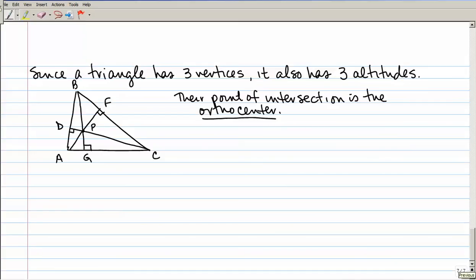And since a triangle has 3 vertices, it also has 3 altitudes. You can see I've drawn them here in triangle ABC. AF is an altitude, BG is an altitude, and CD is an altitude, and they intersect at point P, which we call the orthocenter. Unfortunately, the orthocenter doesn't have a theorem, so we have no problems related to that, although I do like to think that the orthocenter kind of sounds like where you might want to go to get your braces checked. But regardless, that's what the orthocenter is, the point of intersection of the 3 altitudes of a triangle.